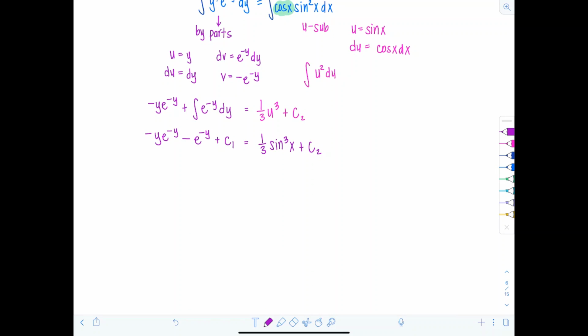Okay, now in this case, it's not going to be nice to solve for y. So we'll just clean things up a wee bit. I can factor out, notice, this e to the negative y. Okay, so that's something, so let's take it out. And then I have negative y minus 1. Let's take out a negative with it. That way it's just y plus 1. Looks way cuter. And then we have 1/3 sine cubed x. And then I'm just going to put plus c, where this c is equal to c2 minus c1.